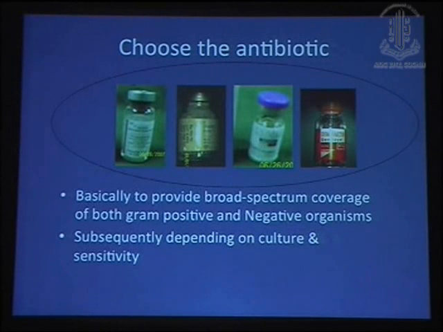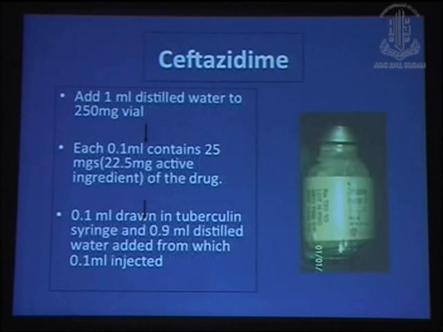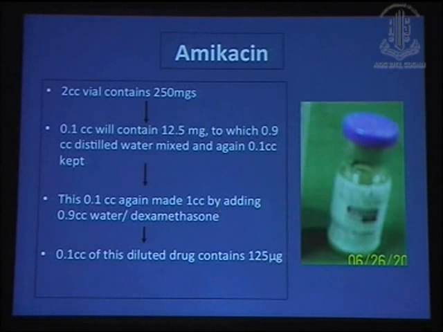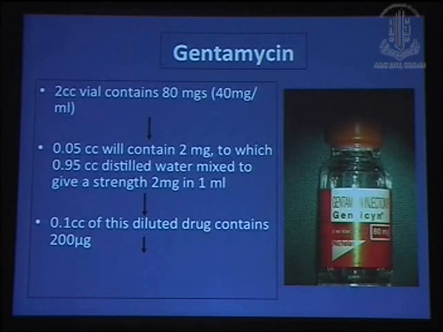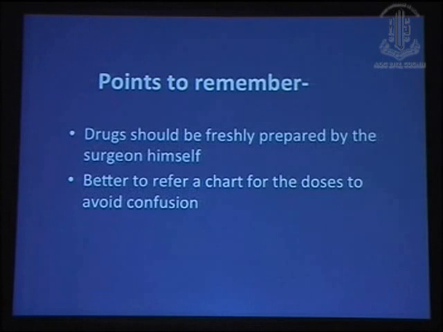You choose the antibiotic basically to provide broad spectrum coverage, as in post-op, and subsequently, depending on culture and sensitivity, you will choose the right antibiotic. And for preparation, I think everybody knows how to prepare the vancomycin, all the VR surgeons, but for the general ophthalmologist there are some guidelines for preparing these antibiotics. You can use ceftazidime and vancomycin, and you previously used gentamicin, but nowadays it has been replaced. And if you suspect fungal, amphotericin B.